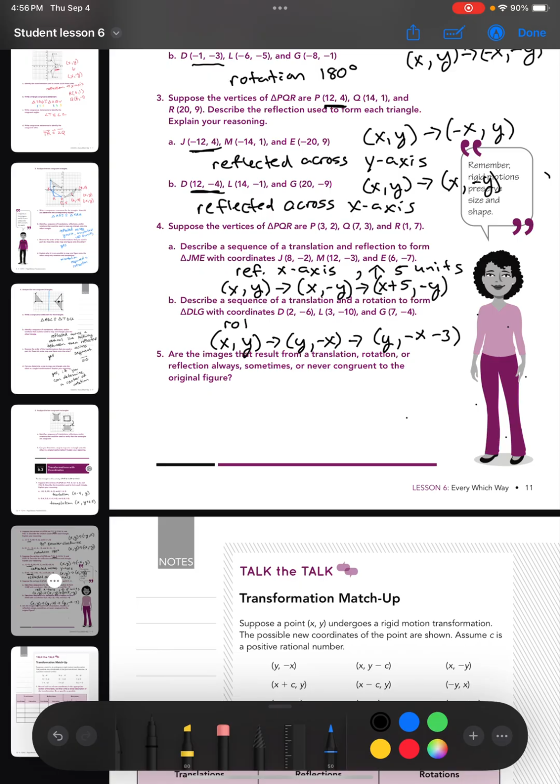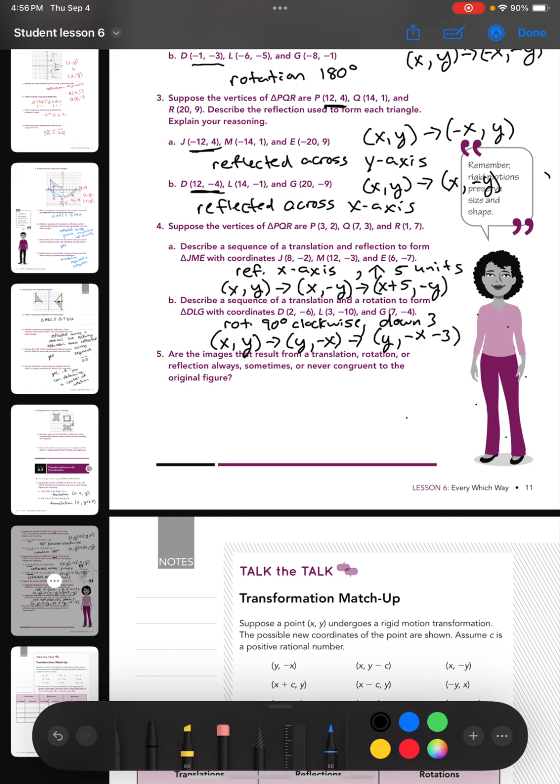So rotated, I'll put rot 90 degrees clockwise, and then down 3. So those are a challenge. Those are tough ones. If we can get those, you're doing really well, because you combine those transformations to figure out, especially when you're not looking at the figure, it can get very tricky.